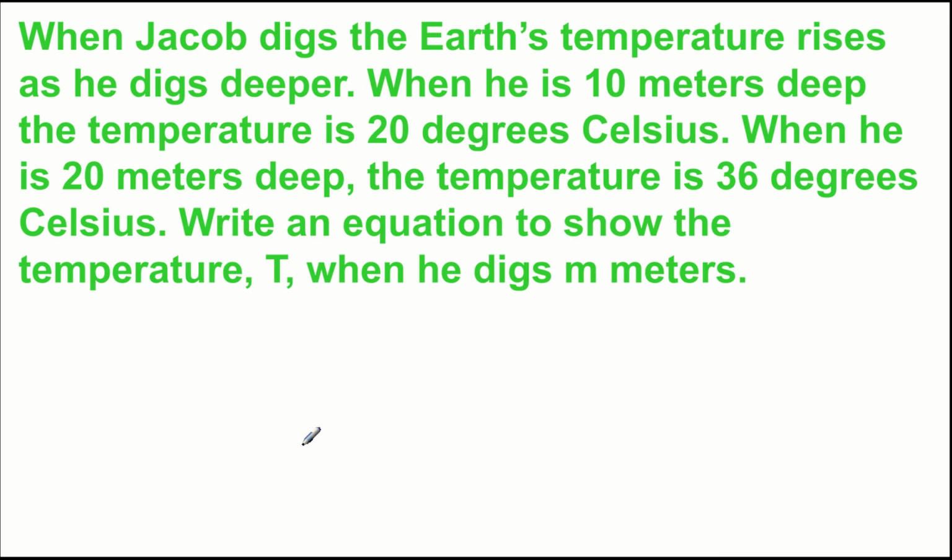Try. We got Jacob digging in the earth. When he is 10 meters deep, the temperature is 20 degrees Celsius. 20 meters deep, the temperature is 36 degrees Celsius. We need an equation that shows the temperature T when he digs m meters.